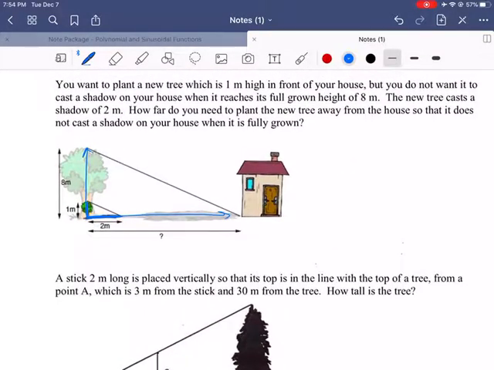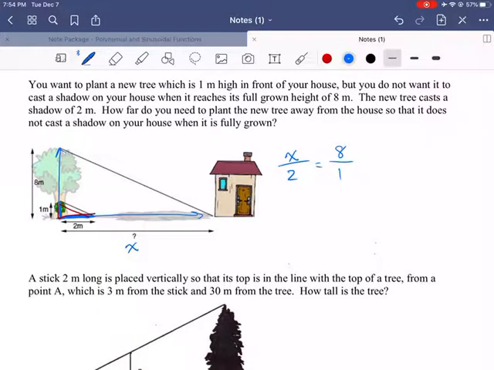So how far away do we have to plant it? So let's call this distance x. Okay, we don't know what it is, but let's call it x. So starting with this unknown x, what's the side of this smaller triangle that corresponds with it? And that side would be 2. We're going to set that equal to the height of the tree as it's going to be grown. So it's going to grow to 8, and it's currently 1. Okay. And after this, you can solve, and you're going to get x is equal to 16 meters.